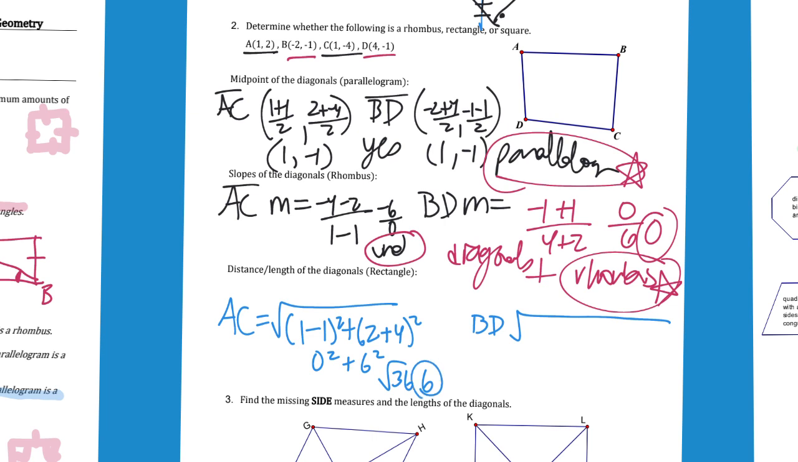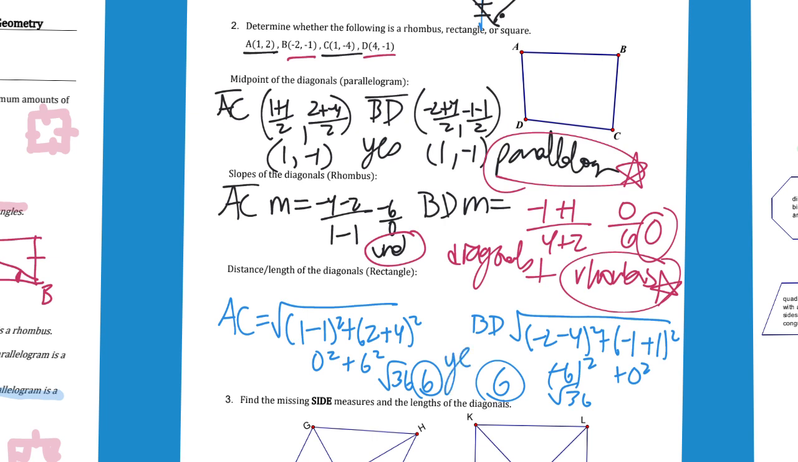And then from B to D is going to be negative 2 minus 4 squared, and then negative 1 plus 1 squared. So that would be negative 6 squared, which is 36, plus 0 squared. So that's the square root of 36, which is 6. So guess what? That is a yes as well. The diagonals are congruent. So that means it is a rectangle.